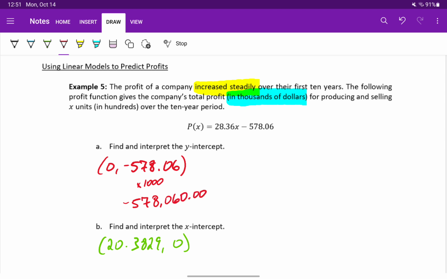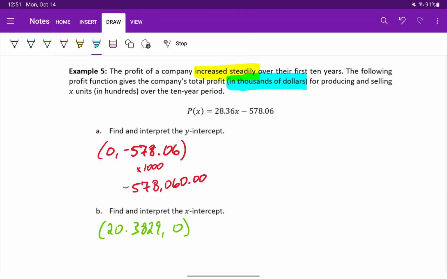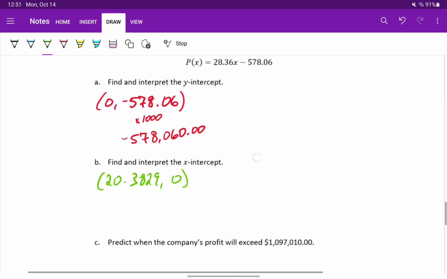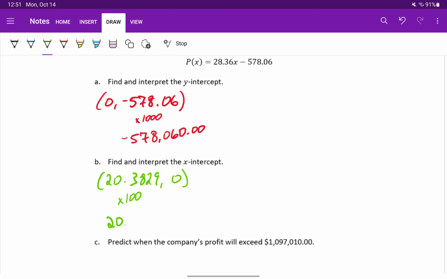$578,060. Well, negative $578,060. And our units that we've produced and sold, X, is in hundreds, meaning we need to take our X value and multiply that by 100 to get 2038.29.